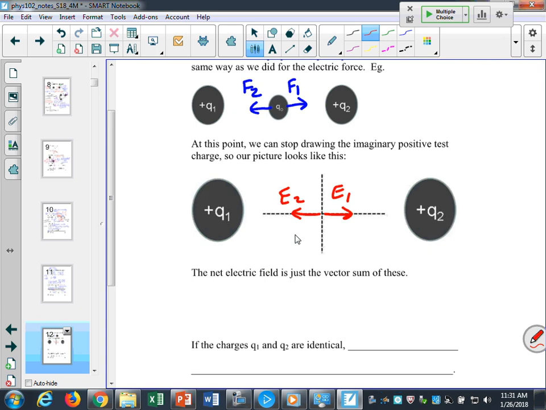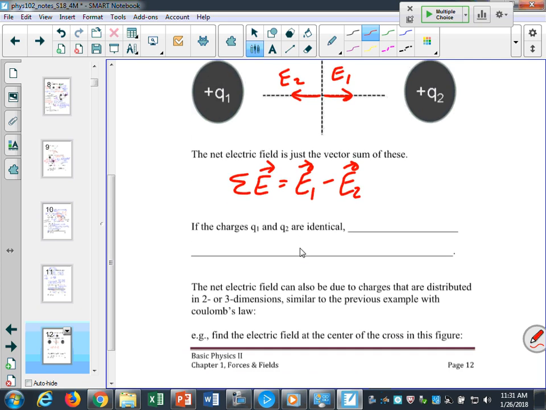All right, so the net electric field, the sum of all the electric field vectors, is going to be E1 minus E2. The vector sum, not just numbers, though here, they're on a line, so we do just add the numbers. And then if the charges are identical, the net field is what? Is equal to 0, because E1 and E2 will be equal to one another.